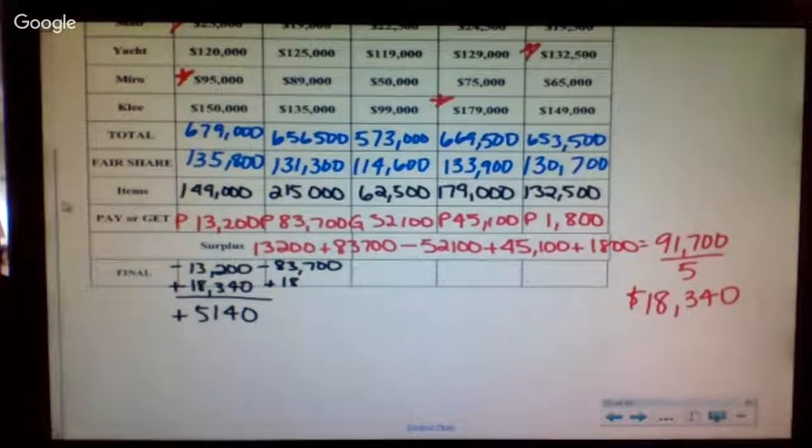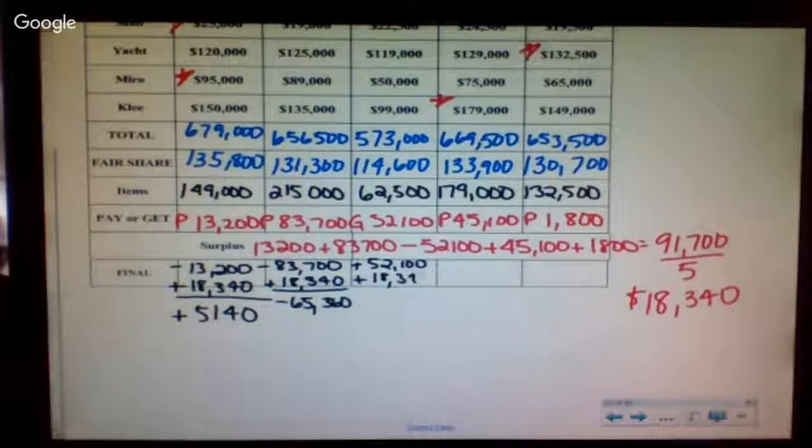Ben's down $83,700, and he's at least going to gain some of it back. So at the end, Ben's going to get a house, but he's going to be down 65,360. Okay. Cal's the one that's going to win. Cal's my winner in this one. He gets a cottage. He's getting 52,100 plus an additional 18,340.